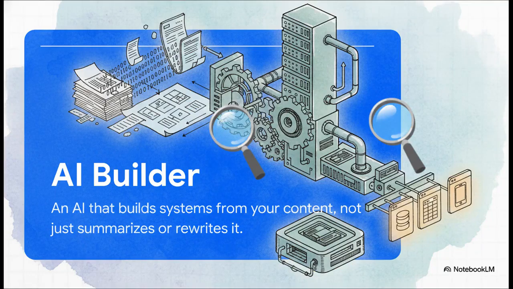Now, what's really fascinating here is the distinction. See, most AI tools we use today are assistants. They summarize things, they rewrite things. But an AI builder actually builds systems. It takes your raw materials, your documents, your notes, and it constructs something completely new and functional. It means you stop being a manager of data and you start becoming an architect of your own tools.